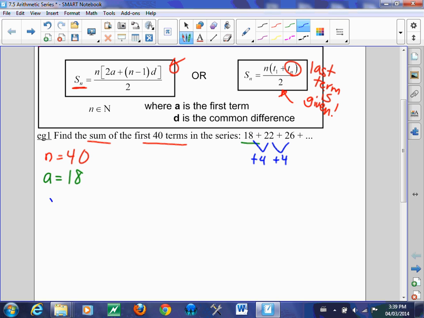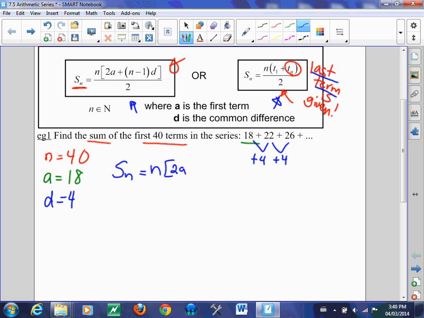So that tells us that D equals 4 because there's a common difference. Okay? And ladies and gentlemen, if we look at which formula we're going to use, we have to use the first formula because the second formula is only used when you're given the last term. It's not given, so use the first formula. Okay?